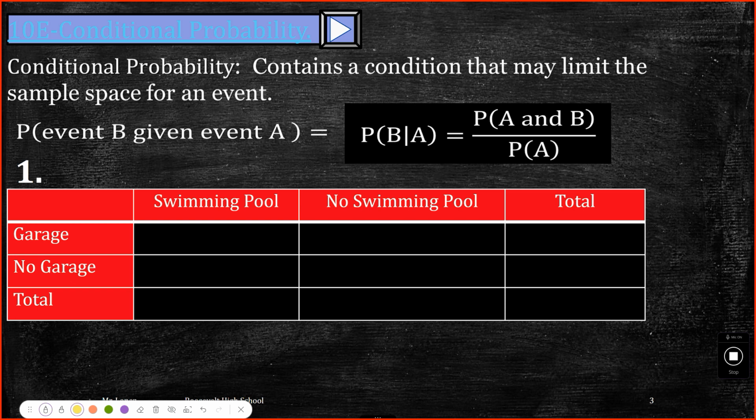Okay, in this particular class, the number of students that lived in a house that had a swimming pool and a garage was 5 of the students in that particular class.